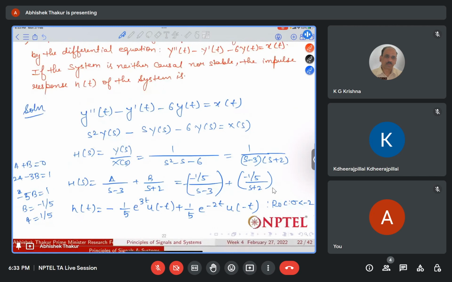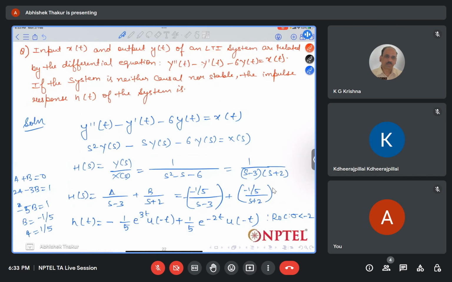Any doubt in this question? So here the region of convergence played an important role in finding the answer. Now we can take some more questions.